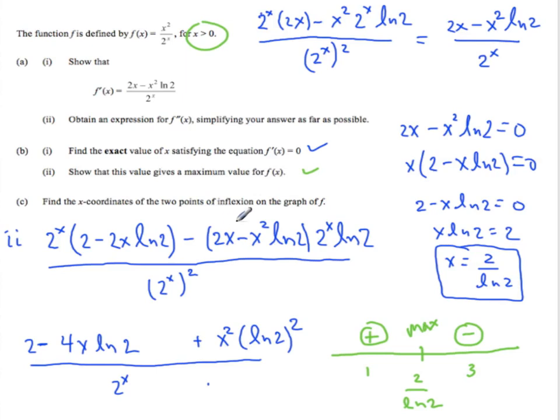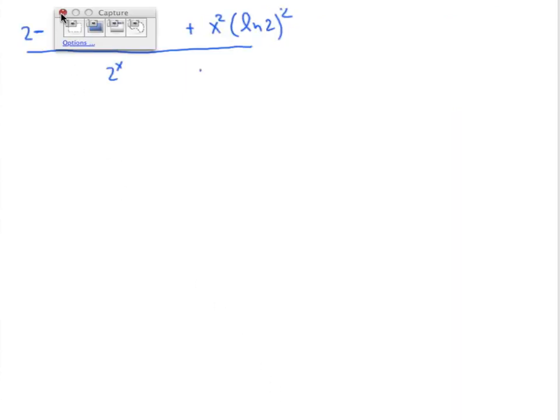Find the x-coordinate of the 2 points of inflection on the graph of f. Okay, so this is a little bit complicated. Let's move this to the next slide. Okay. So the 2 points of inflection, this equals 0. Get rid of the bottom.